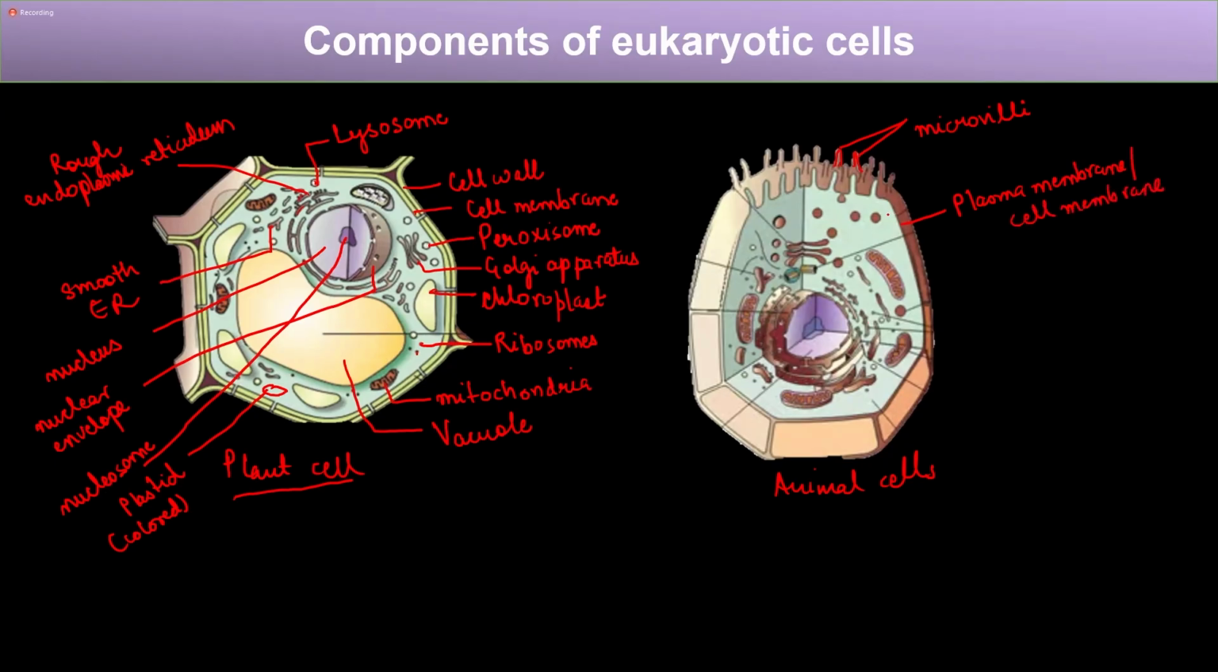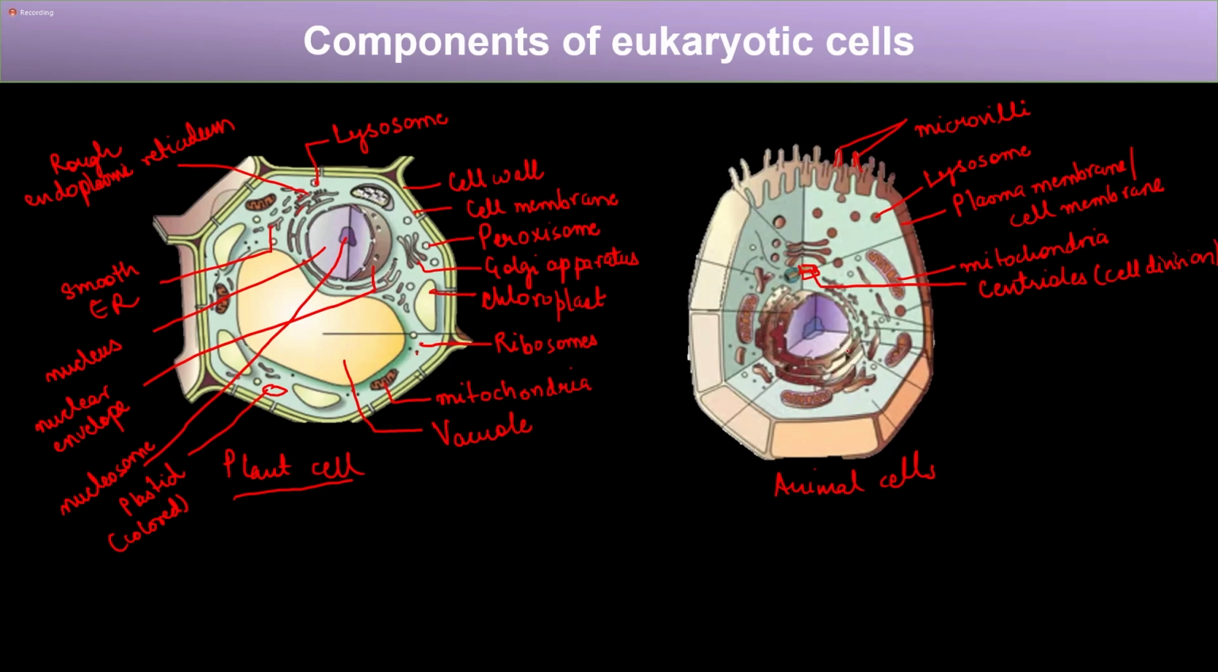Next, these have another structure that is called lysosome. Similar to the plant cell, they also have mitochondria. One thing that is different in an animal cell as compared to a plant cell is this structure, and this structure is called centrioles. These centrioles help in cell division, and they are a characteristic feature of an animal cell.